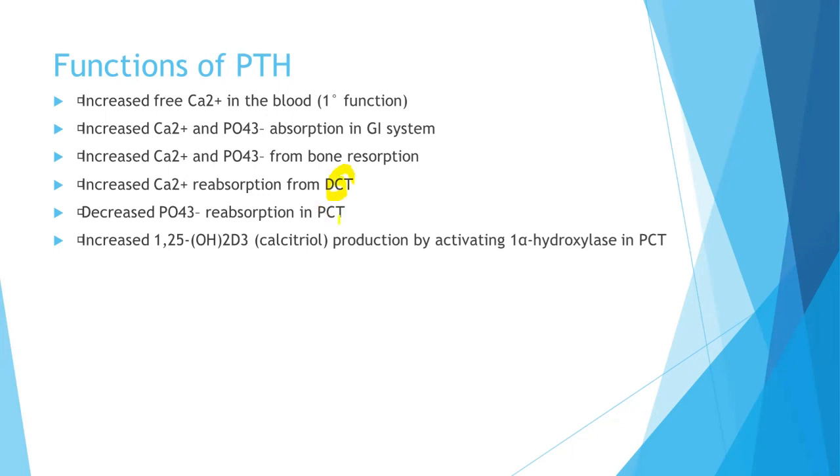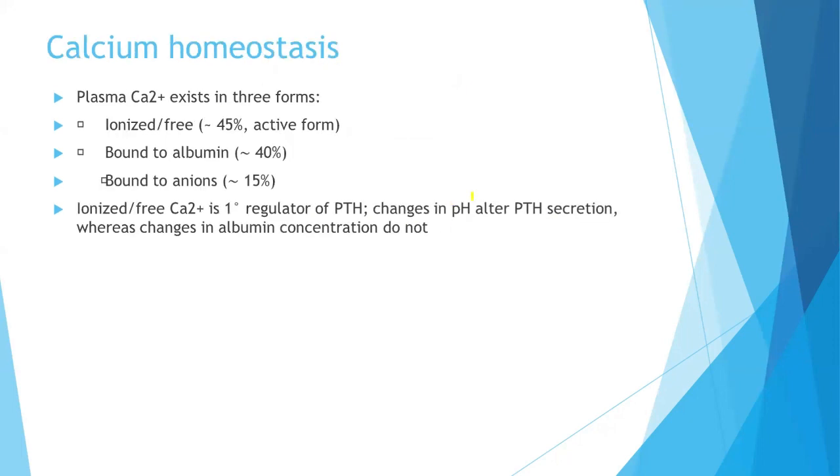Also, there is a decreased phosphate reabsorption in the PCT. Increased 1,25 calcitriol production by activating the 1-alpha hydroxylase in the PCT. So the important ones are this, and this. Let's talk about calcium homeostasis.